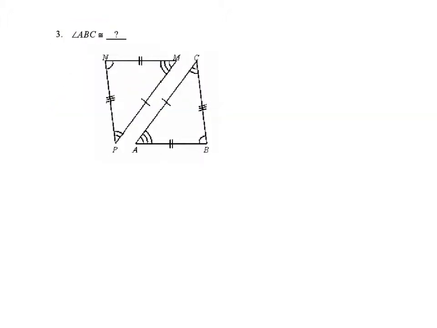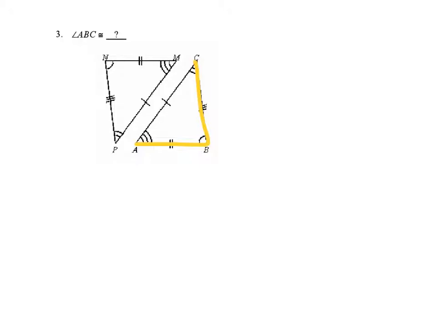And number 3 says triangle ABC is congruent to blank. So right now I have all these markings on my triangles that tell me that they're all congruent. I know all the sides are congruent. I know all the angles are congruent. So again, we just want to figure out which angle ABC is, and that will be congruent to the angle in the same spot. So we have A, B, C here.